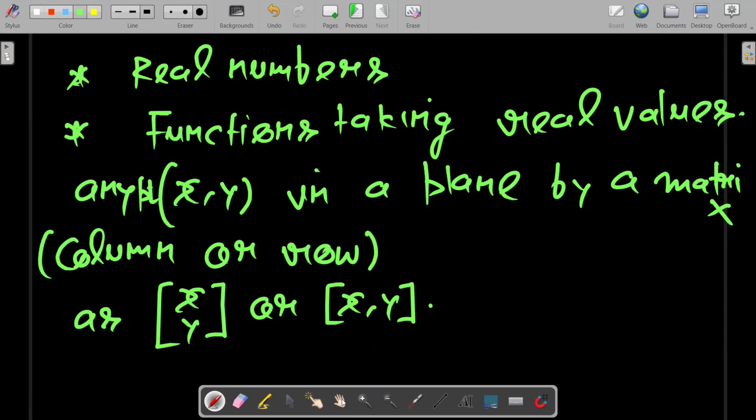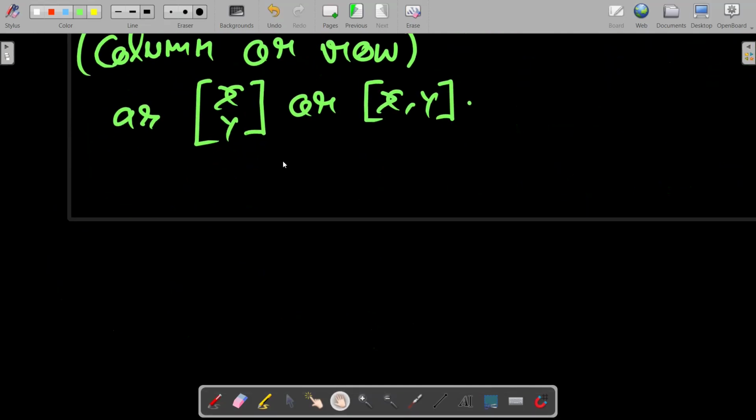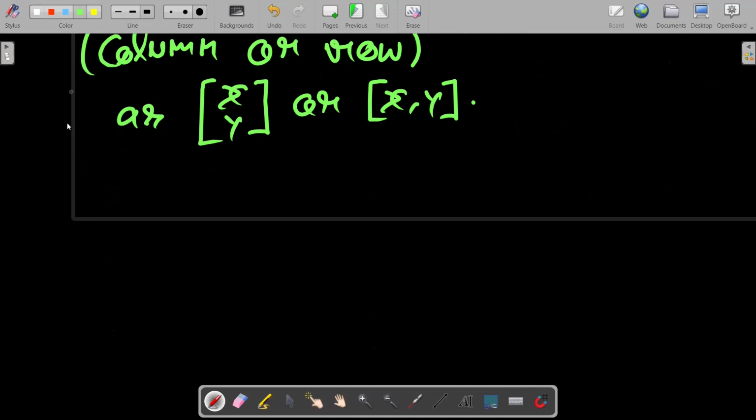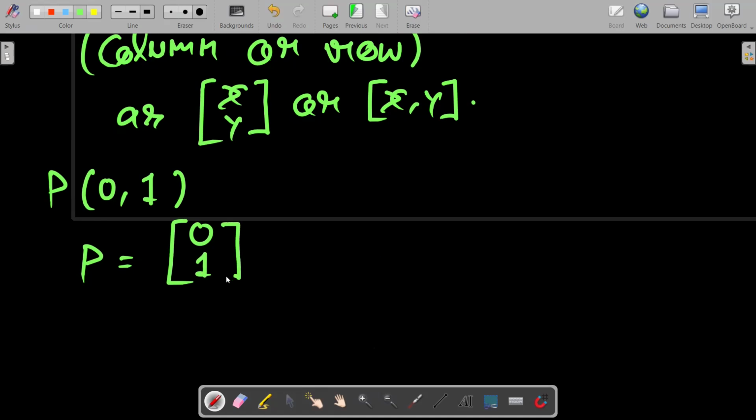For example, if we have to represent point P(0, 1), so for this matrix representation is given as column 0, 1, or if we have to represent it in row, so it will be like this, 0 1.